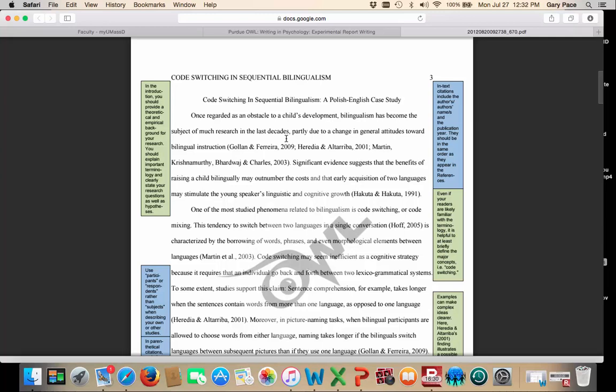Out-of-seat behavior has proven to result in poor academic performance. I don't know if that's true, but let's say it is. And let's say you found a study. Then you'd put in parentheses, if that's what they concluded, Smith and Jones, 2009.